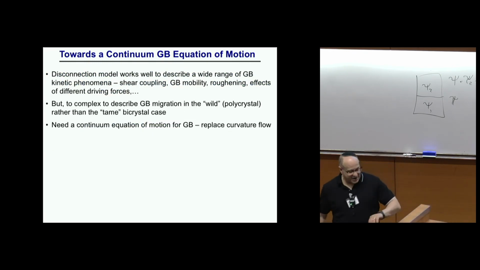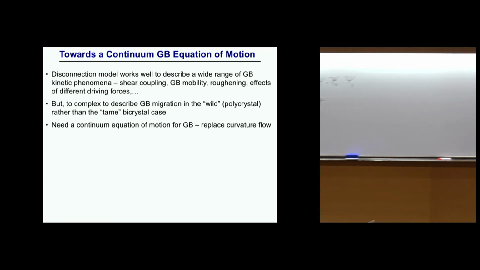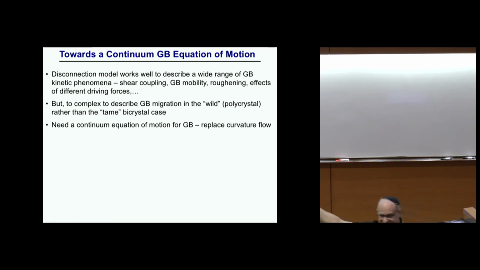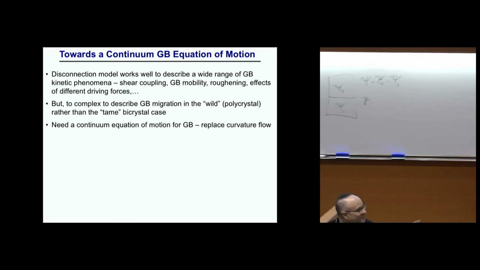Okay. Now we have a microscopic model. Let's start building a macroscopic model from this. So really what I want in a model is something where I don't want to track every disconnection along each grain boundary and then repeat it for all grain boundaries in the system. It's too much work. I want an equation of motion for the boundary. I want to decrease the dimensionality of my problem.